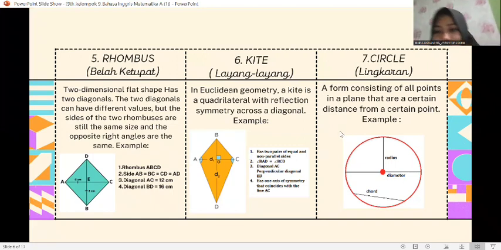The next vocabulary is vocabulary 7, circle. A form consisting of points in a plane that are a certain distance from a certain point. Example, from the circle, we have in here to here is radius.